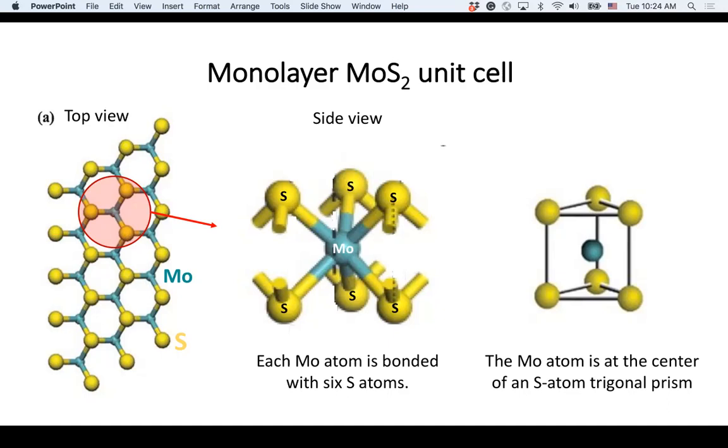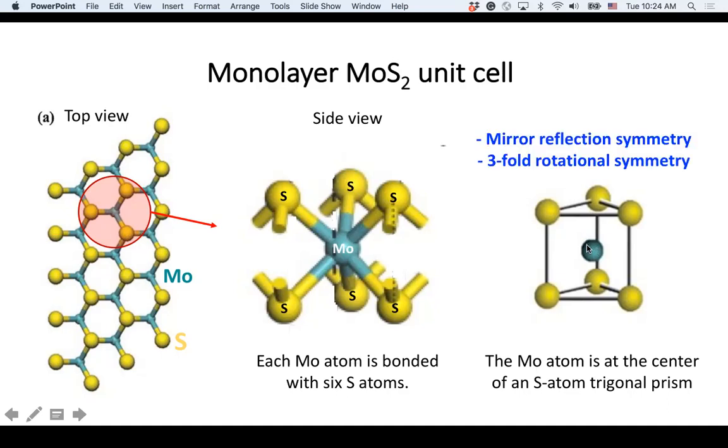So the S atoms form a trigonal prism, and the Mo atom, the molybdenum atom, is at the center of the trigonal prism. This structure has two symmetries. One is the mirror reflection symmetry. That means if you change z to minus z, you're going to get the same thing. Another symmetry is the threefold rotational symmetry. If you rotate it by 120 degrees once, twice, you're going to get the same thing.